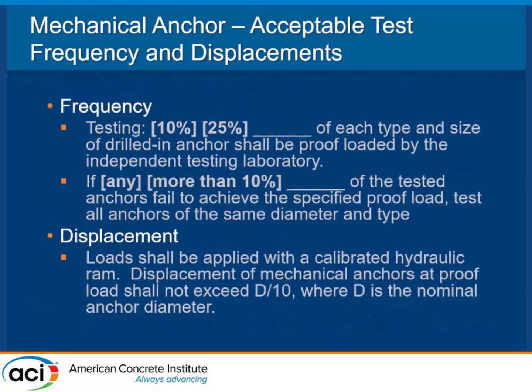And so if you had to specify something, you would write something like this, which is you're going to test 10 or 25%, depending on what you feel the problem is. And if something fails, if any or more than 10% fail, what are you going to do? Continuous testing? If you have a displacement requirement. So these are the types of things you're looking for when you want to specify a load testing protocol.